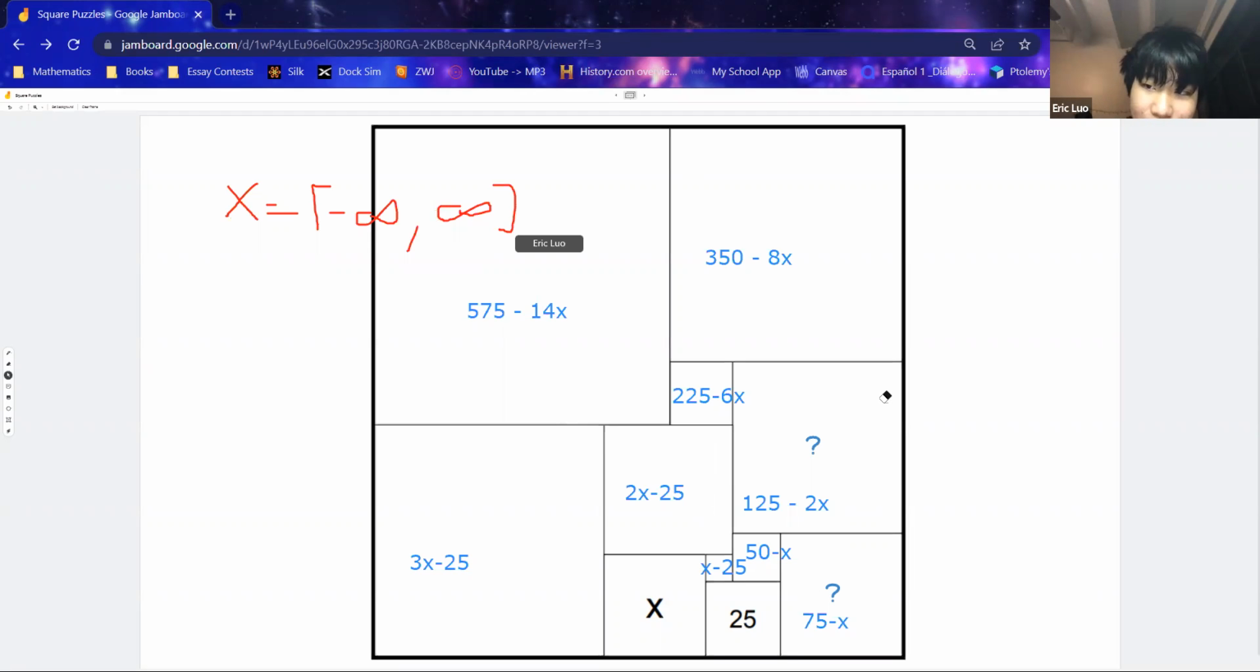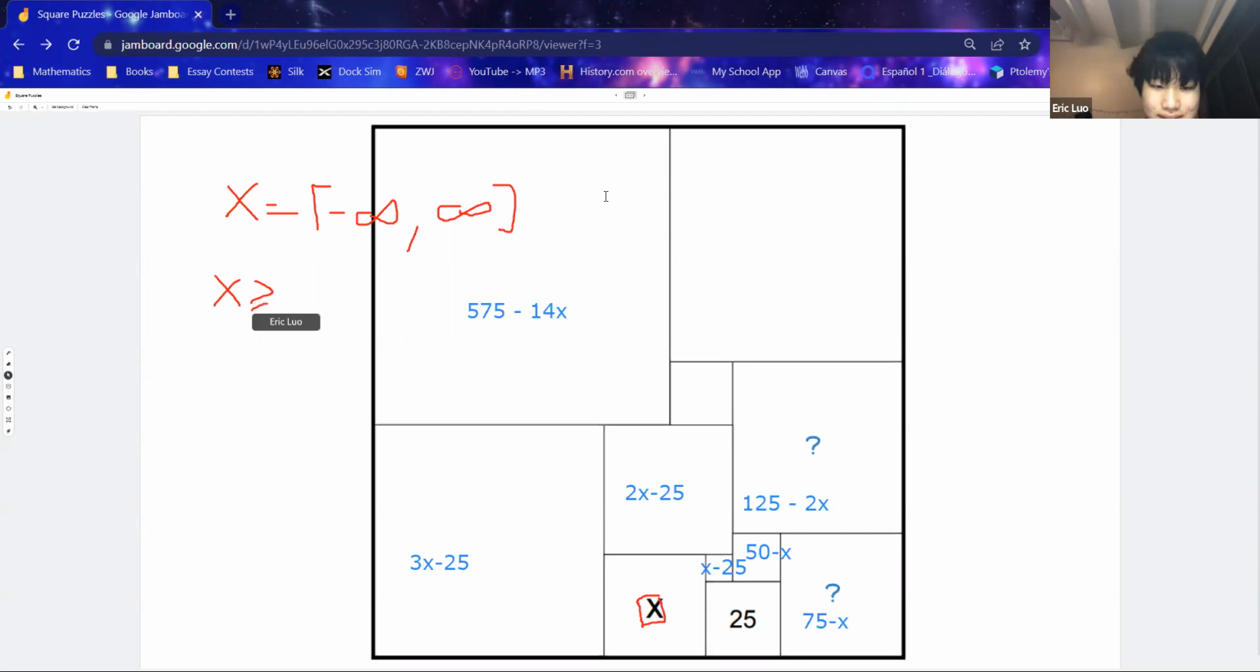But in this case, because x is actually the side length of a square, it is a physical length in geometry. And lengths cannot go below 0. Does that make sense? Lengths of a geometric object cannot go below 0, because you cannot have negative length, right? That doesn't make any sense. So x has to be more than or equal to 0, right?